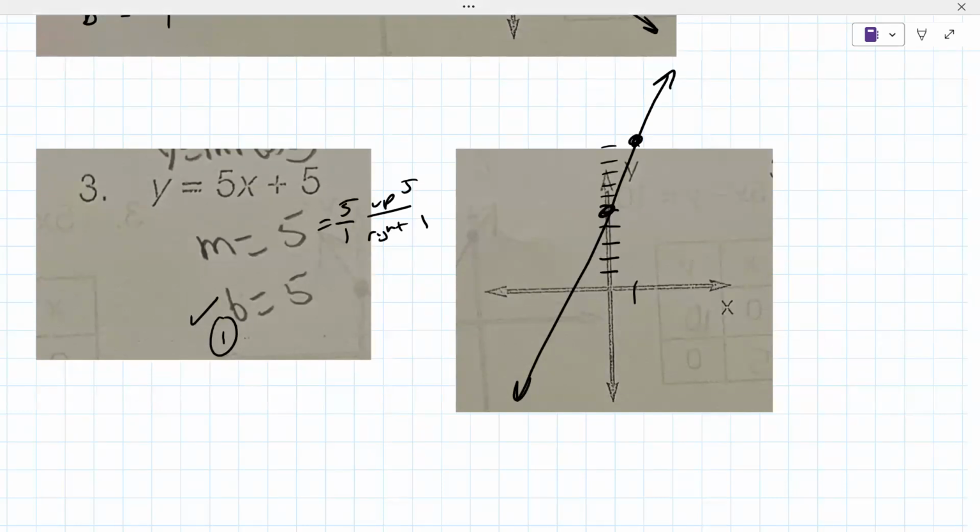Let me know when you get that down. We'll move on to number 4. Actually, let's do number 7 next. I know you've already done it, but let's just talk about it a little bit.